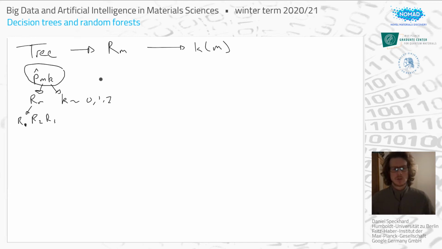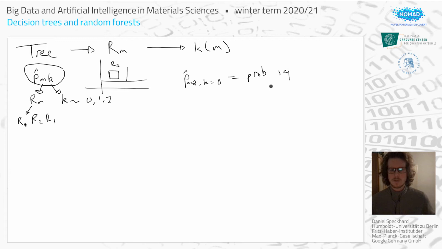So a new data point, a square, shows up in region 2. We want to say, hey, what's the probability that this data point of region 2, this is M equals 2, for class K equals 0? So what's the probability that this square belongs to class 0, metal? So this is the probability that the new data point is a metal.